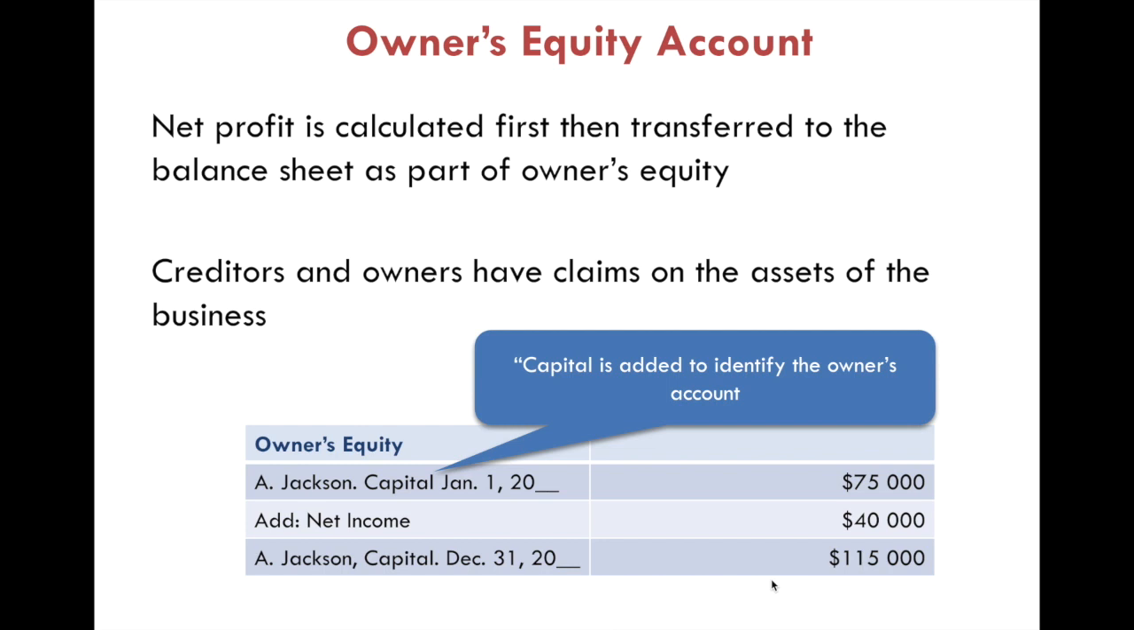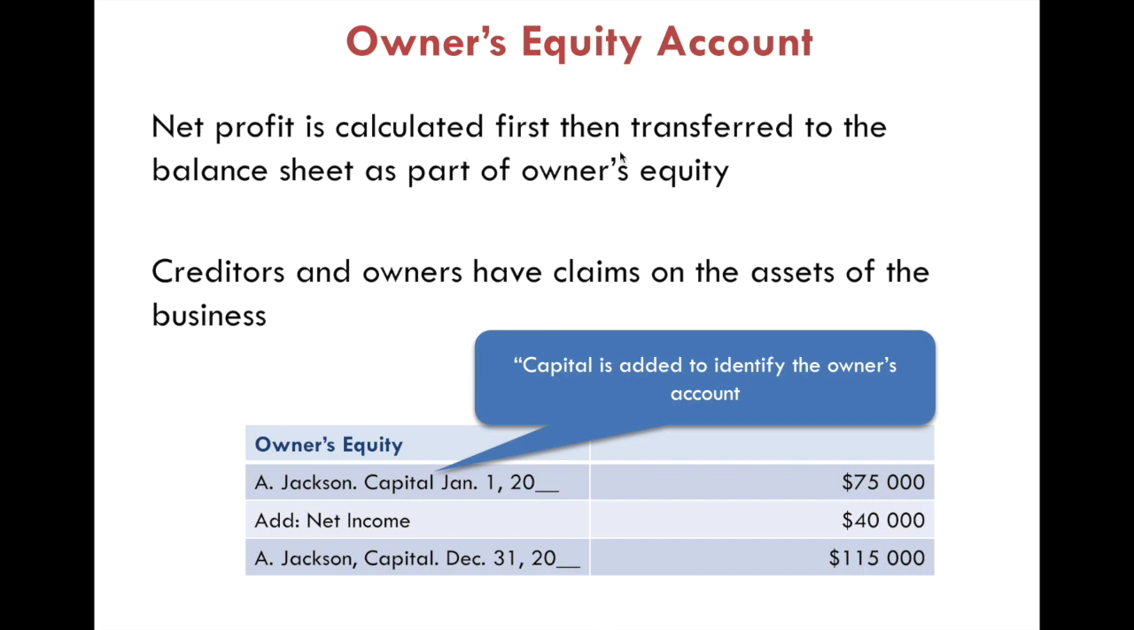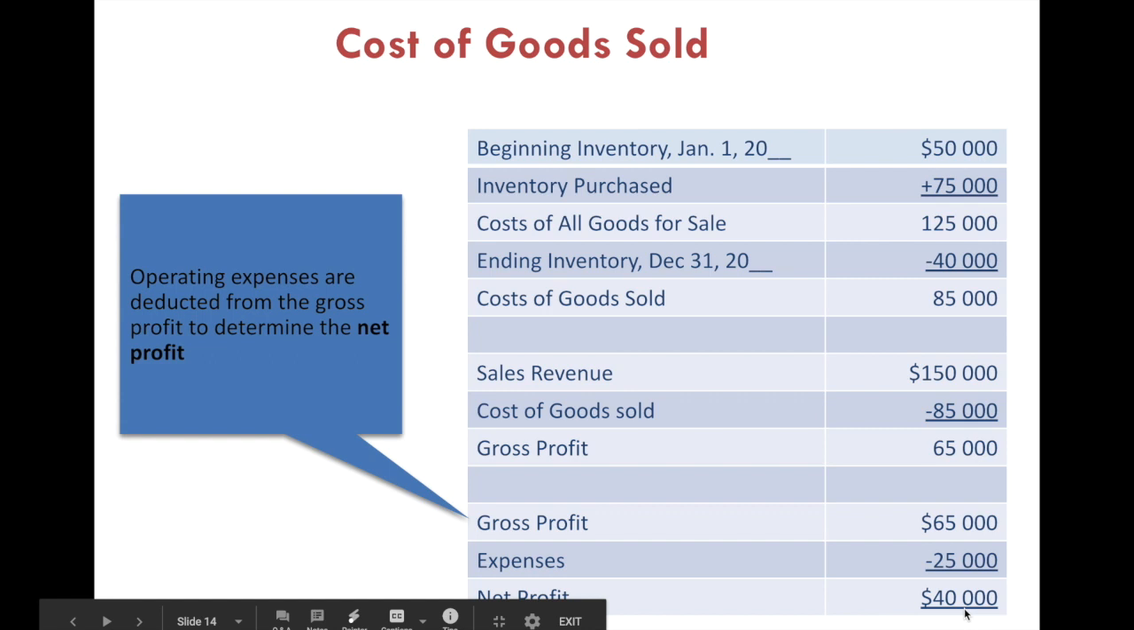All right. Now, for the owner's equity account, this is not in the income statement. This is part of the balance sheet. I just wanted to remind you that net profit is calculated first and then transferred to the balance sheet. You don't really need to know this. I'm not going to give you a question that asks you to do that. I'm just explaining that whatever's left over, the net profit, goes to the owner. It's one of the perks of being the owner is you get your net profit.